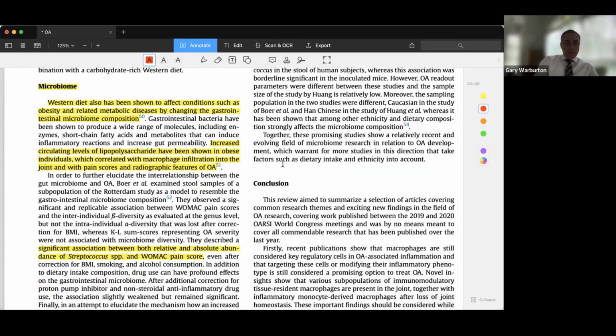And then another final component is the microbiome in the GI tract. This has been shown in several studies now to play a role, because in obese patients the flora within the GI tract changes. There are increased levels of lipopolysaccharide in obese individuals, and this correlated with macrophage infiltration into joint tissues, with pain scores, and with radiographic features of osteoarthritis. So I thought I would share that as an additional paper on some potential novel therapies that may be coming. I'm going to stop my screen share now.